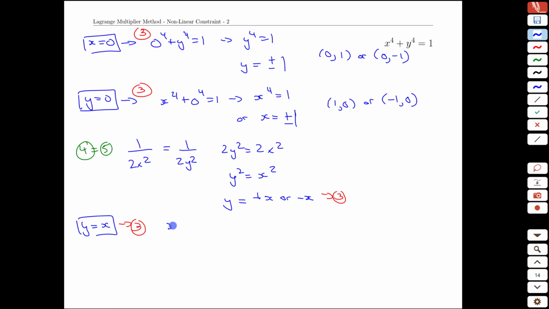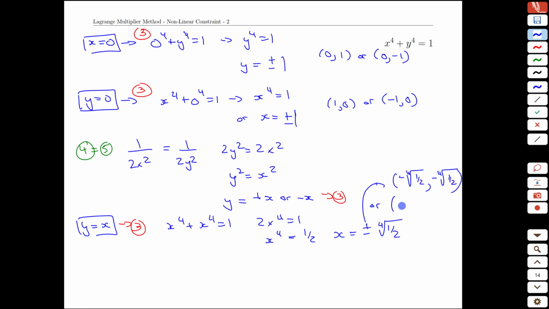If y and x are the same, we'll have x to the 4 plus x to the 4 equals 1. That's 2x to the 4 equals 1. x to the 4 equals a half. And x is equal to plus or minus the fourth root of 1/2. And with that, we had y equals x. So that's going to give us 2 points. Negative the fourth root of a half, that's x, and y is the same, negative fourth root of a half, or the positive fourth root of 1/2 and fourth root of 1/2.